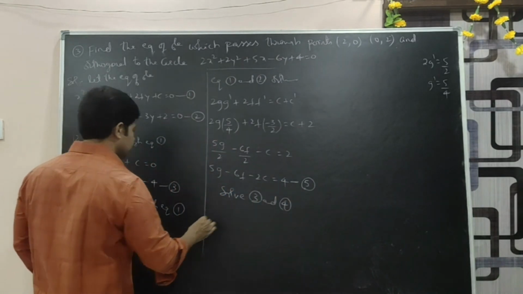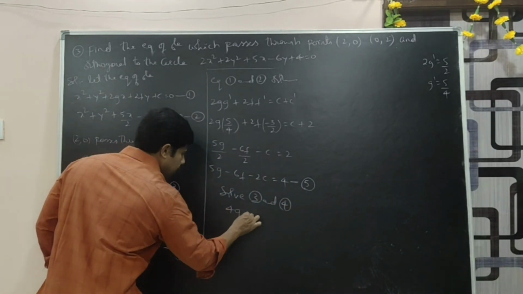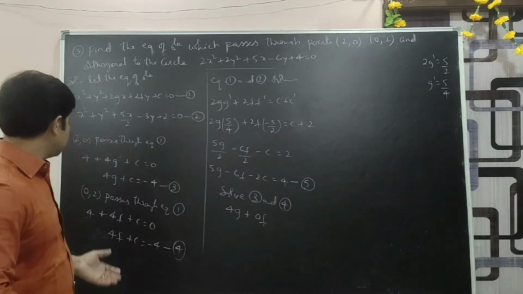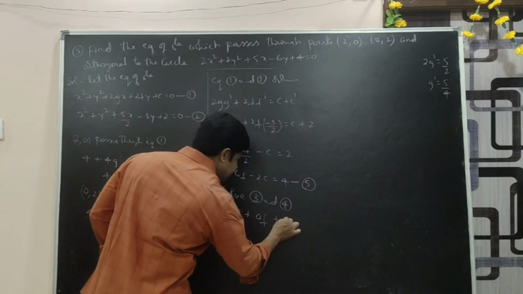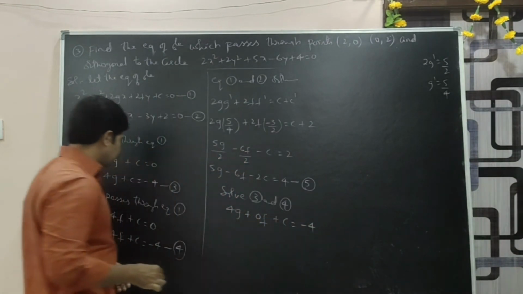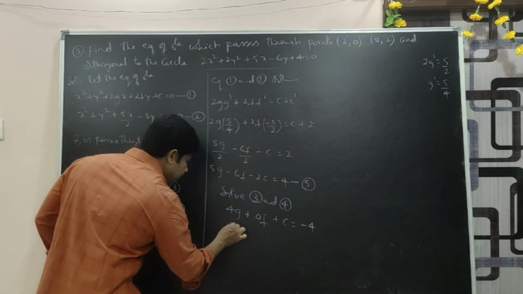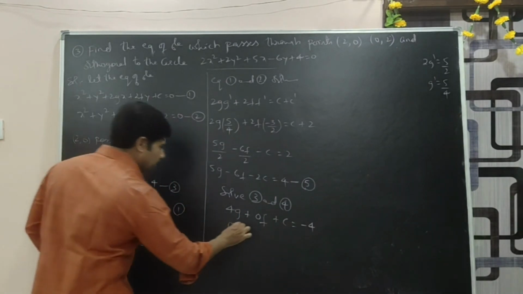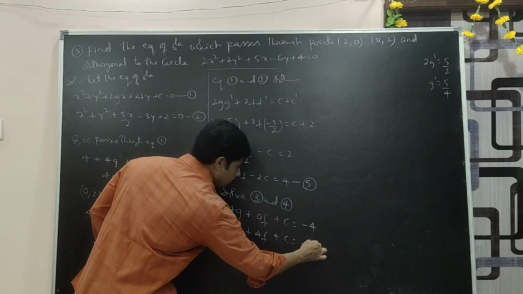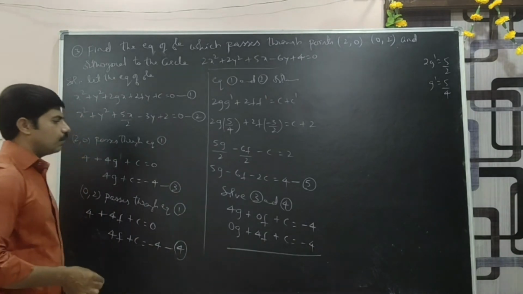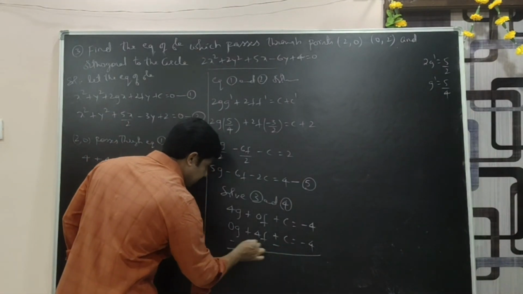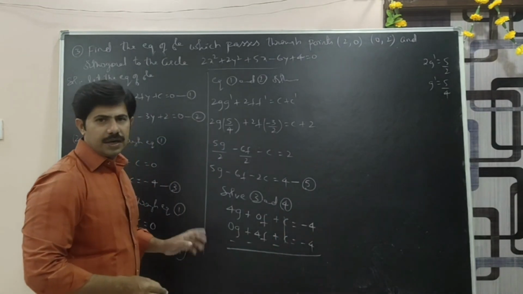So what is equation 3? It is 4g, and we don't have an f term, so just write 0f: 4g plus 0f plus c is equal to minus 4. And the next equation is 0g, you don't have a g term, plus 4f plus c is equal to minus 4. I am solving 3 and 4 and I will eliminate the c term. So minus, minus, minus. Plus c minus c gets cancelled.